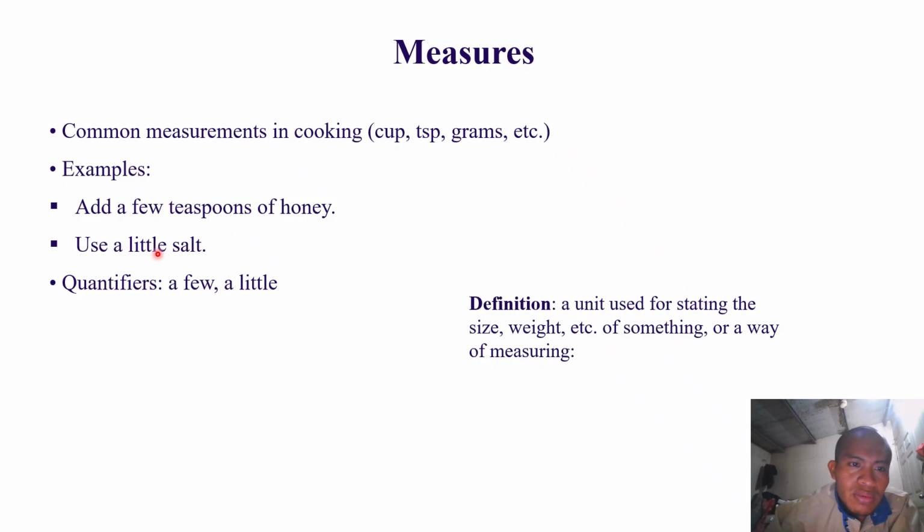So when we measure, we find the quantifiers a few, a little, then the nouns, for example, the honey here, or the salt.